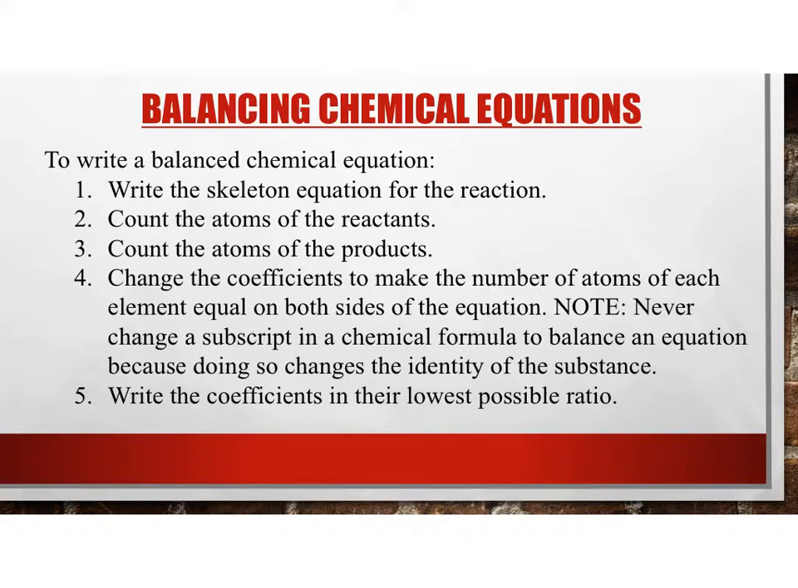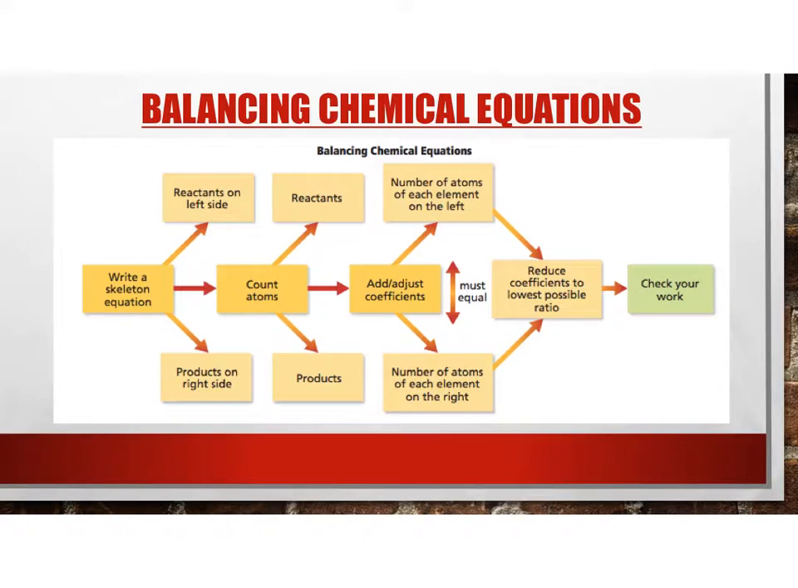of the equation. Now we cannot change the subscript in the chemical formula, because if we did that, it would actually change the identity of the substance. So H2O, if we made it H3O, would no longer be water. And then finally, we would write the coefficients in their lowest possible ratio. So we might have to reduce the coefficients if necessary. Here's a really good visual showing you each of those steps for balancing chemical equations.